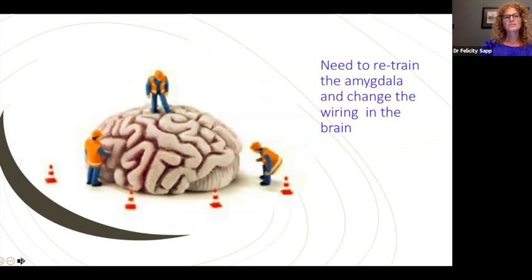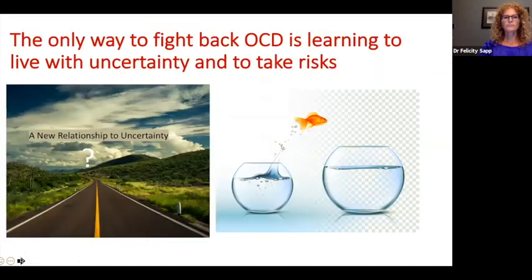So really, with respect to OCD, if we're going to be able to take back control over OCD, we need to learn to retrain the amygdala, to stop sending that false alarm, and to change the wiring in the brain. OCD wants people to be 100% sure that whatever they're afraid of isn't going to happen. Because there's no such thing as certainty, one of the biggest key components of ERP and fighting back OCD is learning to live with uncertainty and learning to be able to get your patient to take risks.